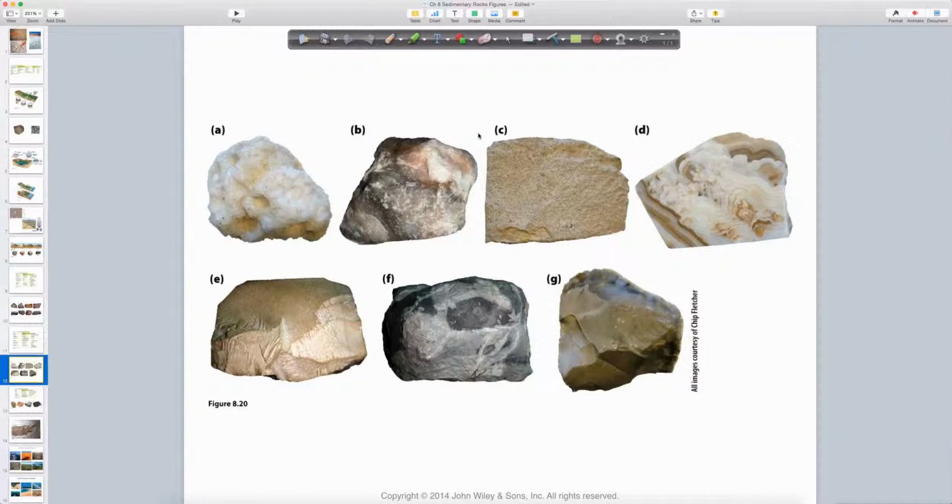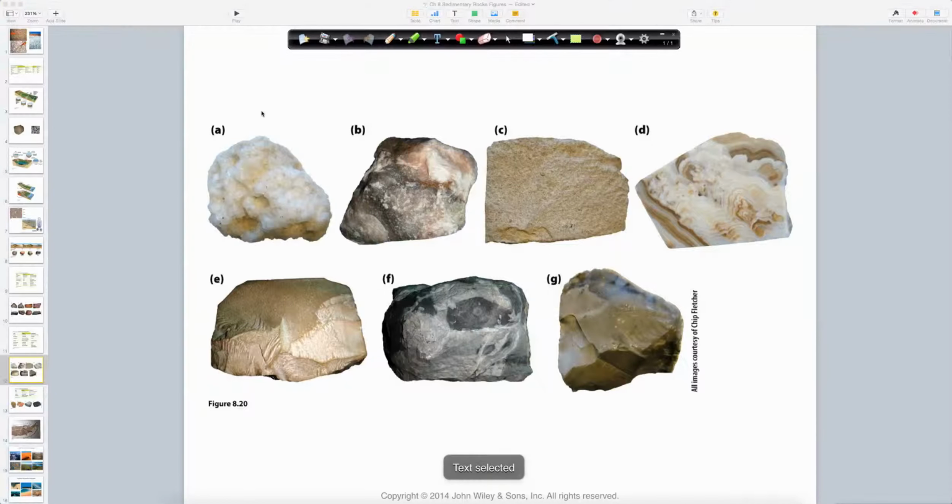Okay, so these are just some examples of what we just looked at. This is rock salt. This is rock gypsum, which is going to be very soft, just like the mineral gypsum. C is just limestone. Limestone can really be any color. Generally you see it as tan, but it really can be any color. You can kind of see the crystals in the limestone. This one is travertine. You can see it has this pattern to it.